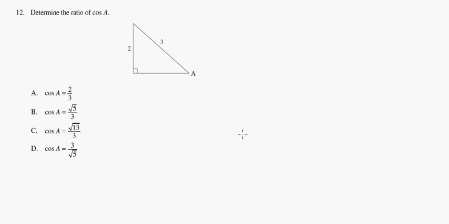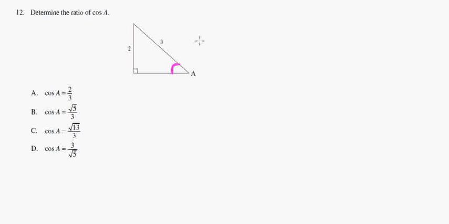Okay, number 12 for the Practice Provincial B is the last question in the no calculator portion of this particular exam. The question asks us to determine the ratio of cos A. So cos A is here. There's angle A.